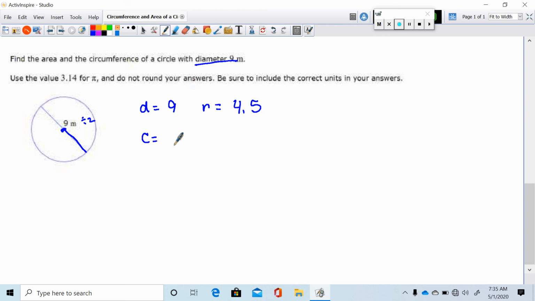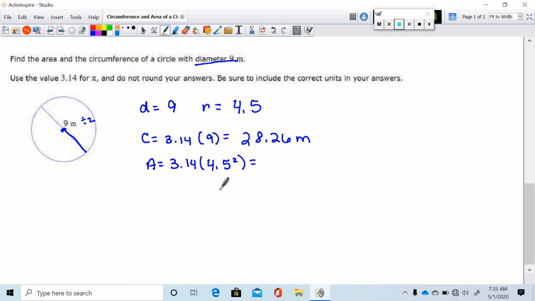So the circumference is pi times the diameter. 3.14 times 9 is 28.26. And I have meters. The area is pi r squared. 3.14, the radius is 4.5. I'm going to square that.